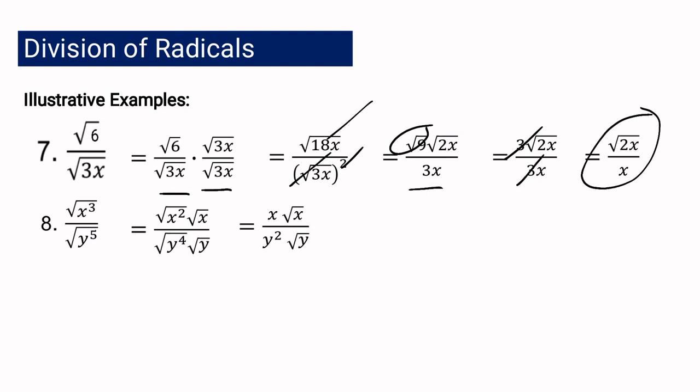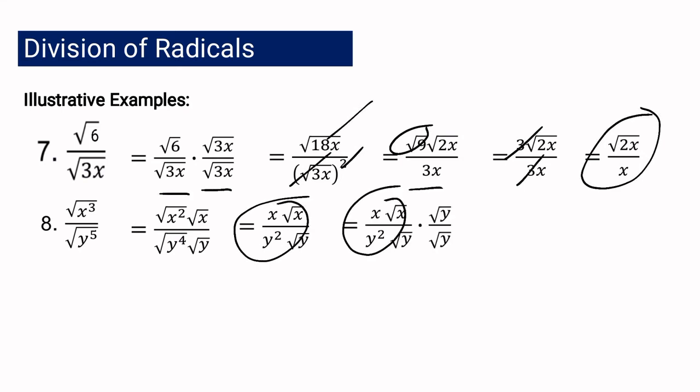Obviously, we cannot accept this answer because we still have a radical sign in the denominator, so we need to rationalize. To rationalize this whole expression, we just copy it. We multiply it by square root of y para mawala ang ating radical sign. That is rationalizing the denominator.